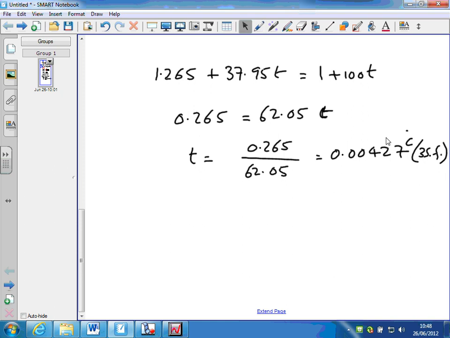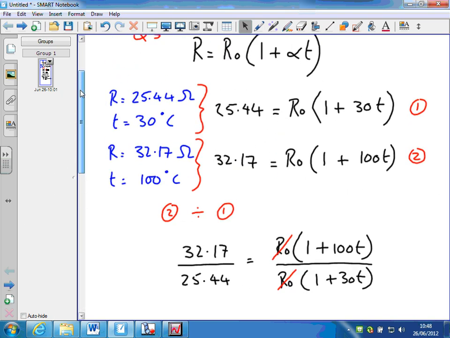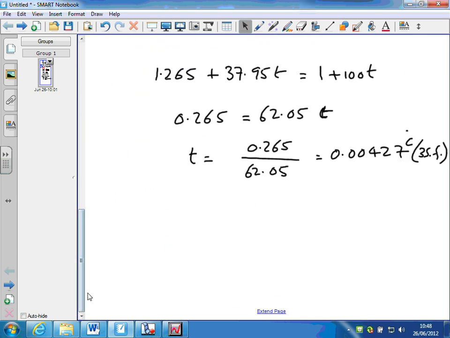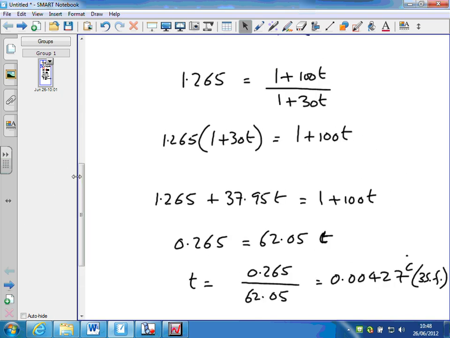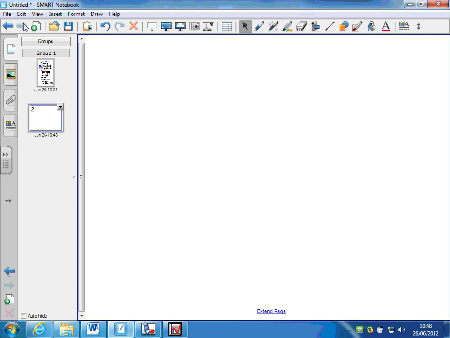That's the temperature. Now we can plug that back in, the value for temperature in one of the original formulae, 1 or 2, to find out the value for R0. I'm sure you can carry on and finish that from there. So now let's move on and have a look at what happens when we plot these values out.